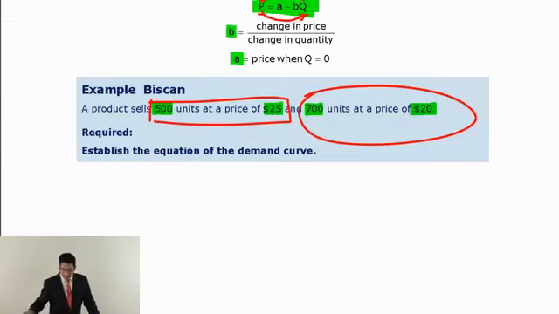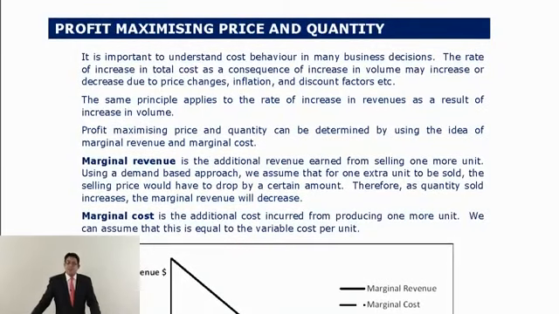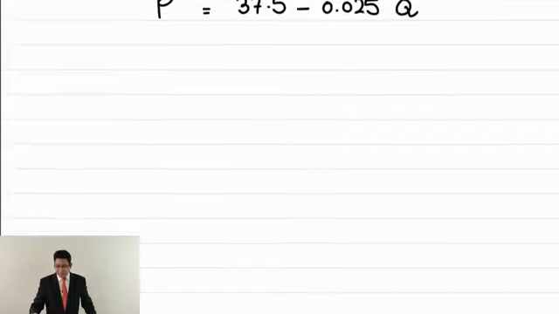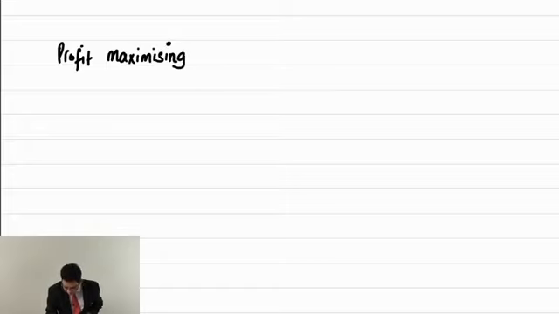Now we are looking at the profit maximizing approach. The profit maximizing approach is that this demand curve is a basis to be used to develop the profit maximizing price. I can write down some steps for you, and then we will discuss and solve a question as well. So, profit maximizing price.